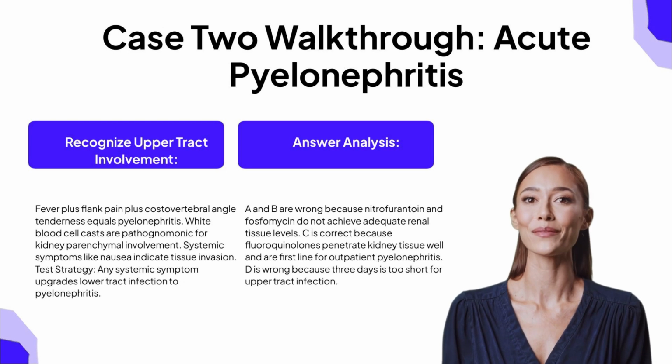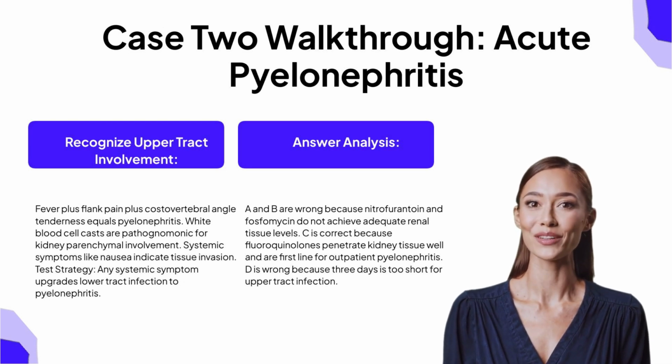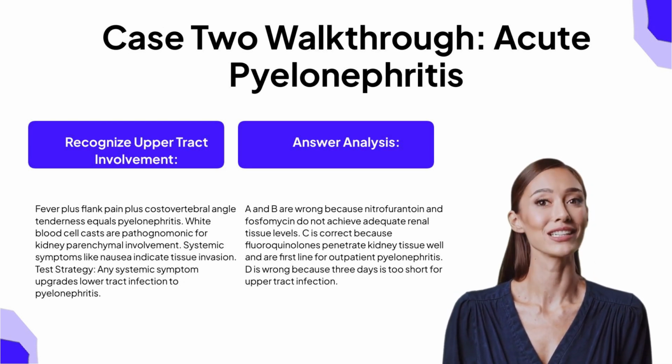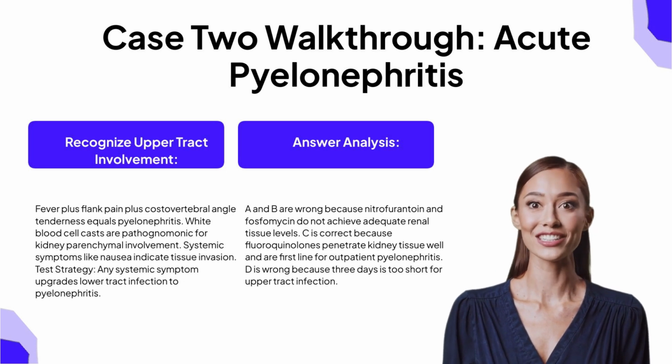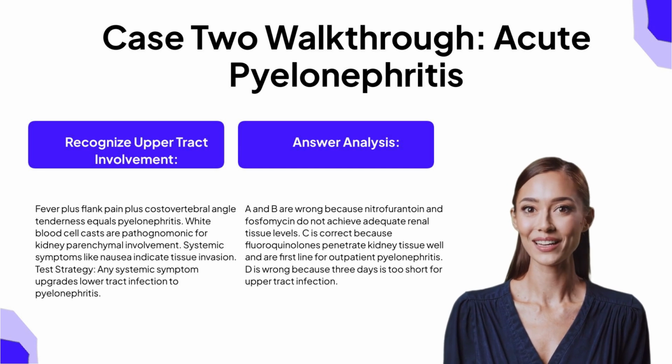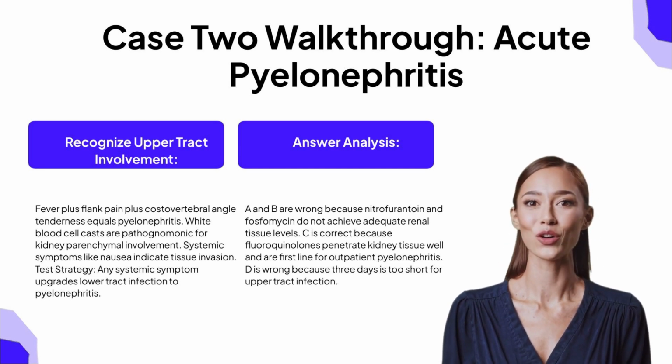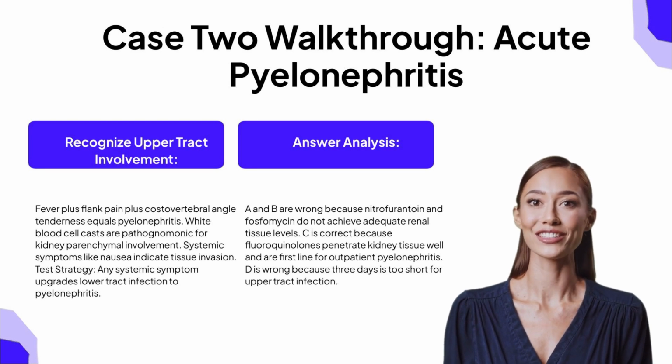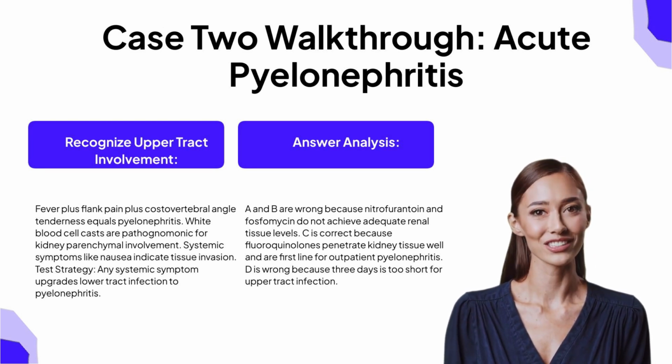Answer analysis. Options A and B are wrong because nitrofurantoin and fosfomycin don't achieve adequate levels in kidney tissue. They concentrate in the bladder. Option C is correct because fluoroquinolones penetrate renal tissue well and are first line for outpatient pyelonephritis. Option D is wrong because 3 days is too short for upper tract infection. The correct answer is C, oral fluoroquinolone for 7 days.